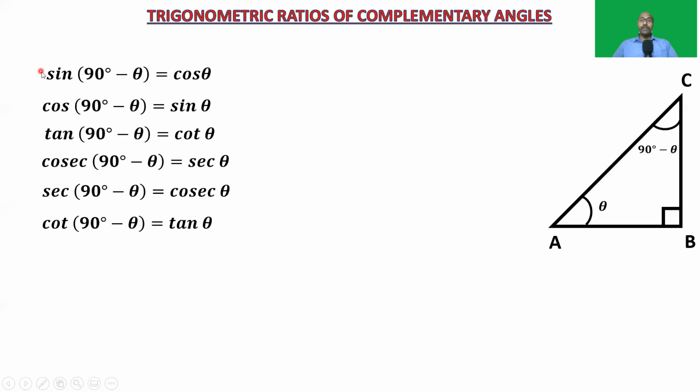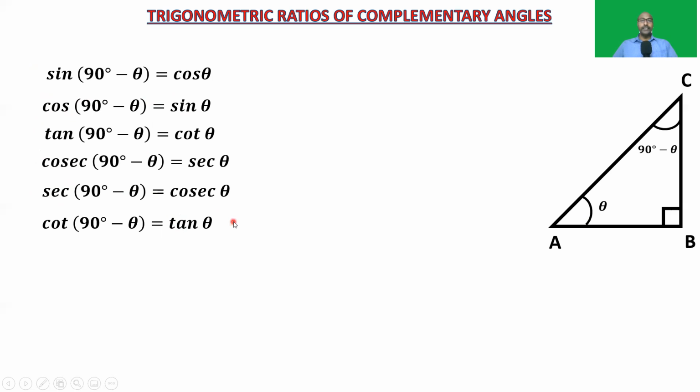Here we can observe one more point. Sine of 90 degrees minus theta is cosine, that is, the complementary of sine is cosine, and the complementary of cosine is sine. Similarly, the complementary of tan is cot, and the complementary of cot is tan. The complementary of cosec is sec, and the complementary of sec is cosec.